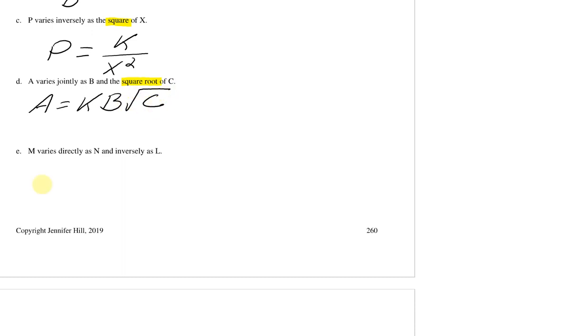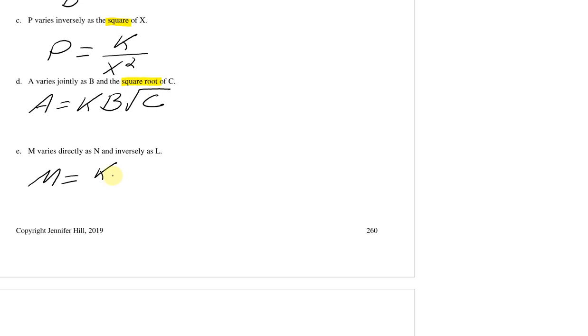And last but not least, we've got m varies directly as n and inversely as l. So this one I know can be a little bit tricky. You only have one k ever with variation. So we know that m varies means it's going to be m equals. Everything's just going to be done to this one singular k. That's something I didn't mention before, but that's the way this works.